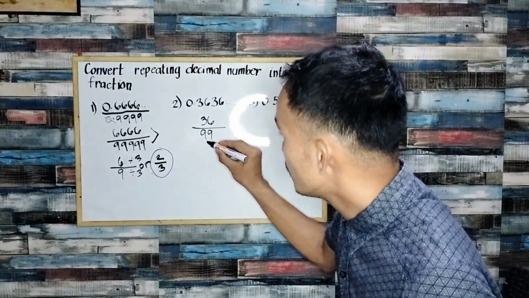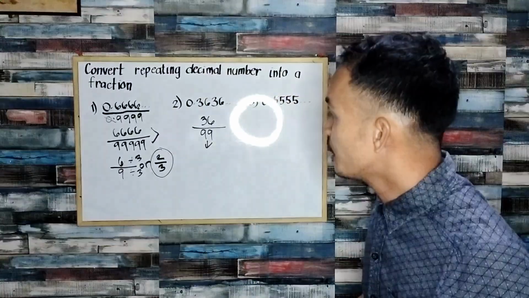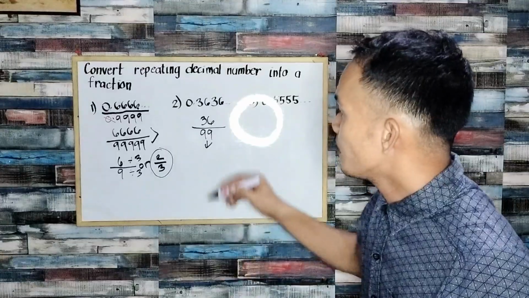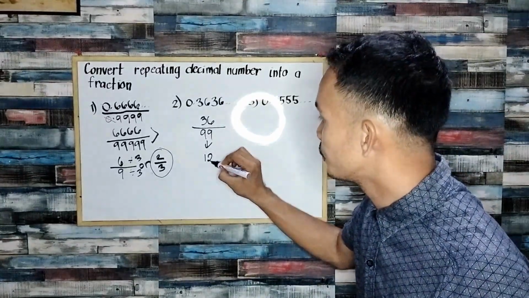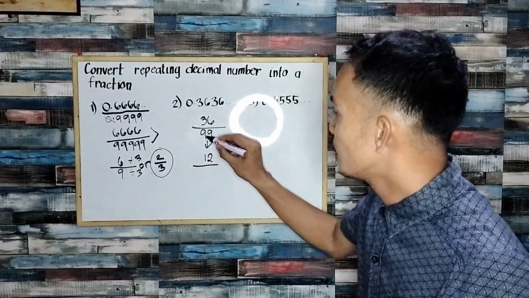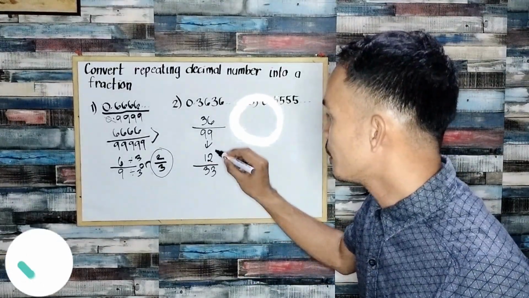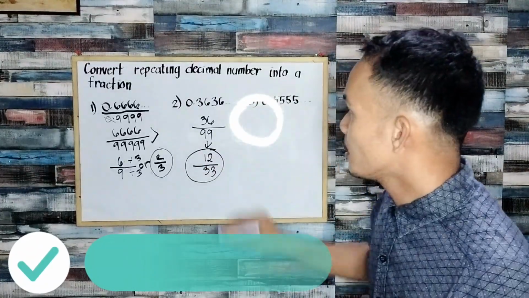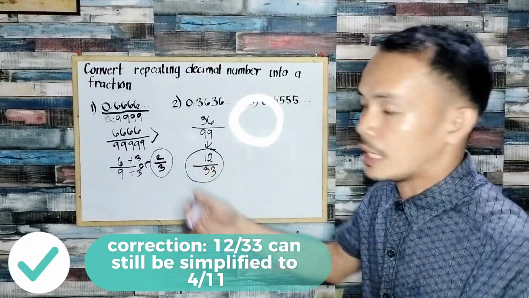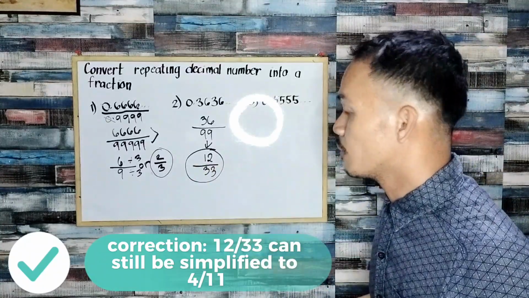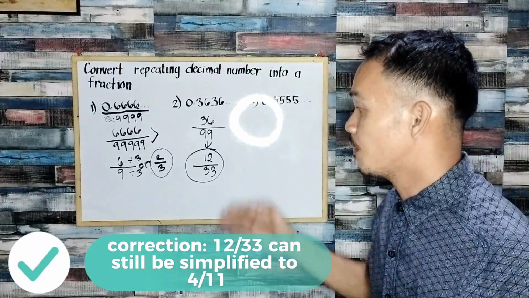We can divide 36 and 99 by 3, right? So if you're gonna divide 36 divided by 3, that is 12 over 99 divided by 3, that is 33, right? So the equivalent fraction of 0.3636 repeating, that is equivalent to 12 over 33. Or you can also check your calculator if that's correct.